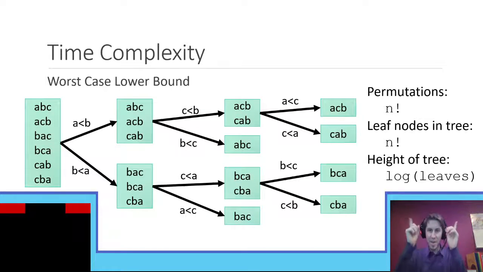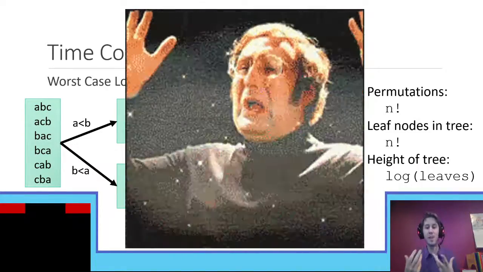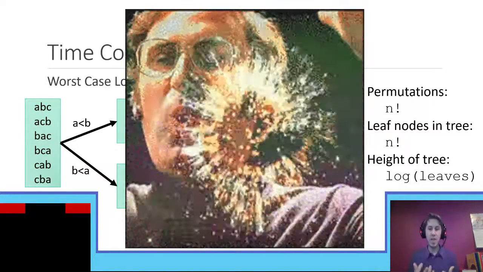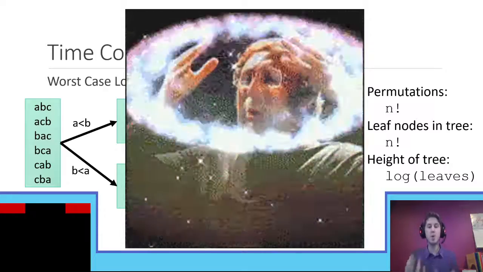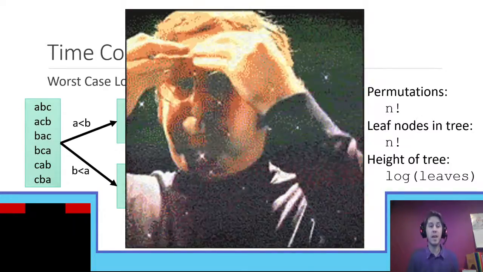And this brings me to the big punchline of this grand adventure. If there are n factorial leaf nodes, and the height of the tree is a logarithm of the leaves, then the height of the tree is log n factorial. And wouldn't you know it, if you do the appropriate math reductions, that turns into n log n. That's right. All of this has been building up to the fact that the worst case lower bound of comparison-based sorting is n log n.